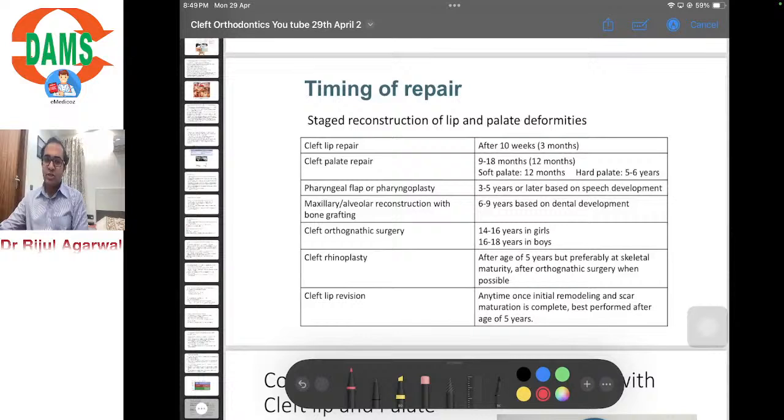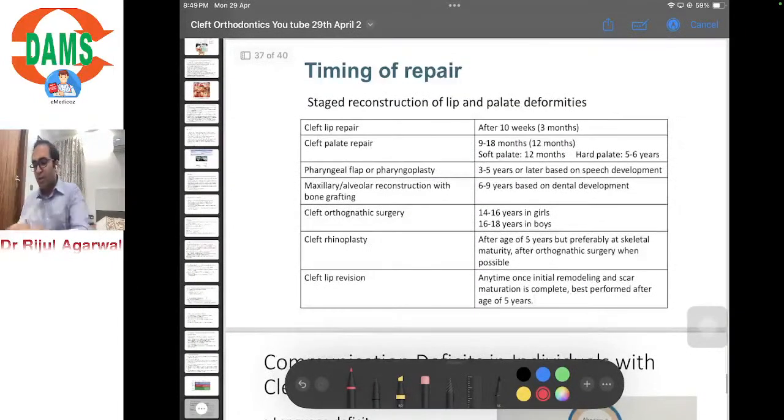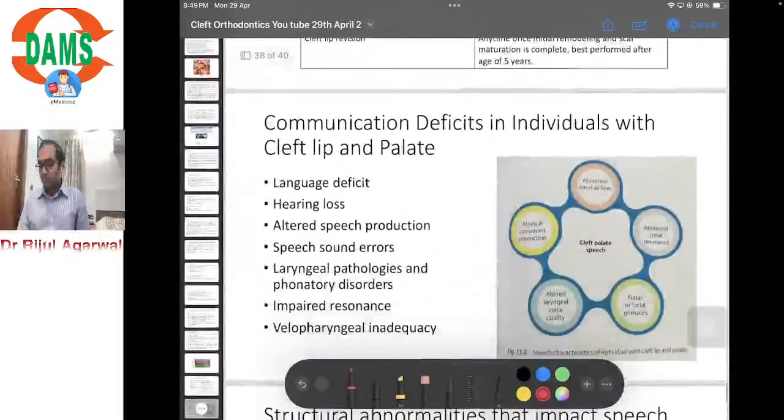Maxillary or alveolar reconstruction with bone grafting 6 to 9 years, as I've already told you, based on the dental development. Orthodontic surgery in late teens. Rhinoplasty, or that is lip revision, after age of 5 years, but it is preferred at skeletal maturity combined with orthodontic surgery. And cleft revision is after initial remodeling and skull maturation is complete. Best performed at the age of 5 years. So this table is very important. That is the timing of it.